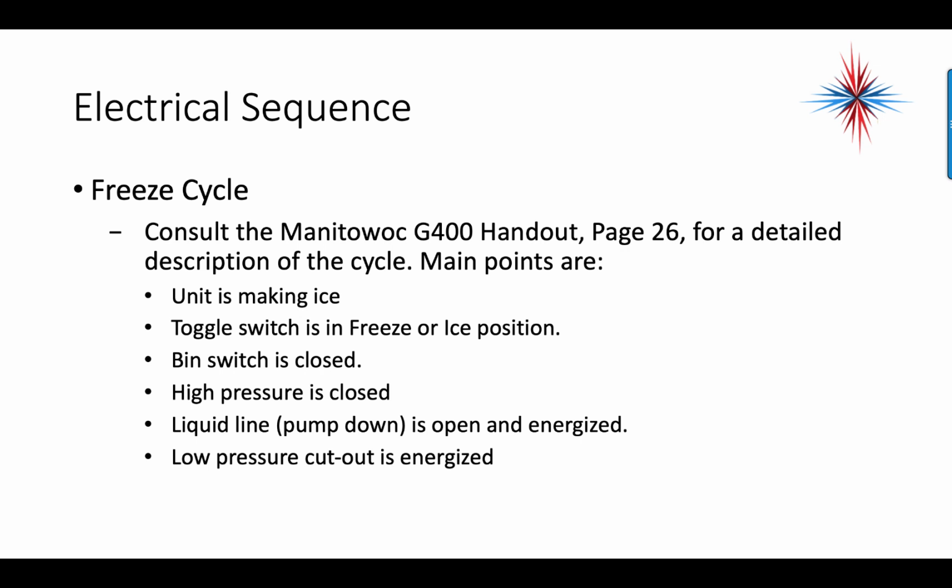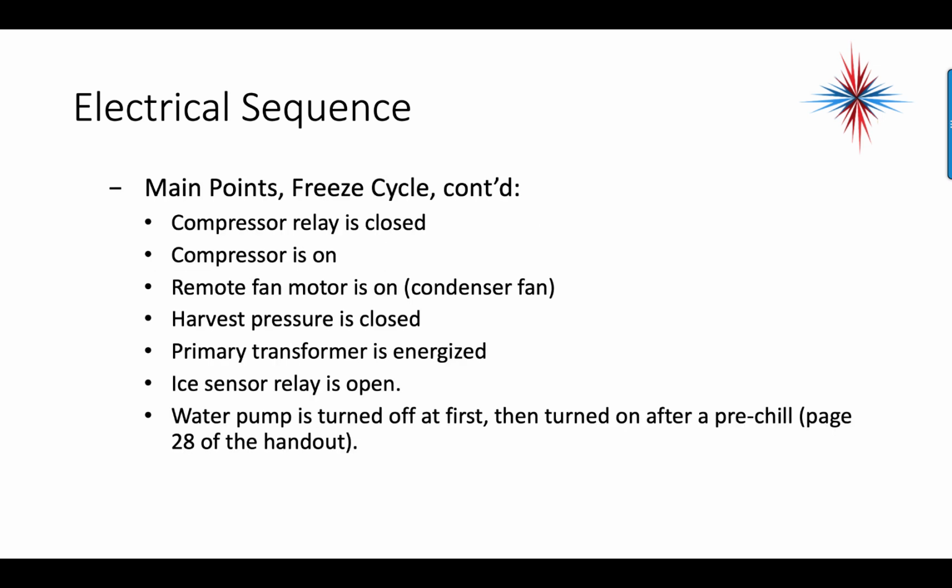High pressure is closed. The liquid line is open and energized. The low pressure cutout is energized. The compressor relay is closed. The compressor's on. The remote fan motor is on. This could be the condenser fan motor. Harvest pressure is closed. The primary transformer is energized. The ice sensor relay is open.